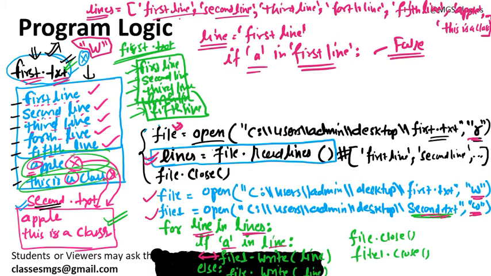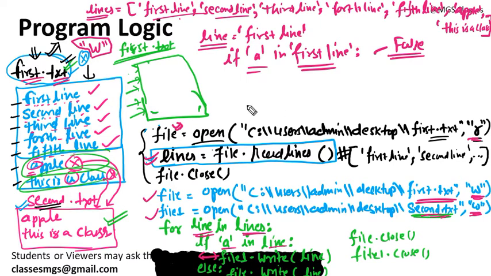File.write: file is the pointer that is pointing to first.txt. So first.txt will be written with the line. Let me clear this content so that we can write it again here. So let's clear this. I'm going to write this. Okay. Essentially, this line doesn't contain a, so it will be written to first.txt. So the first line will be written here.